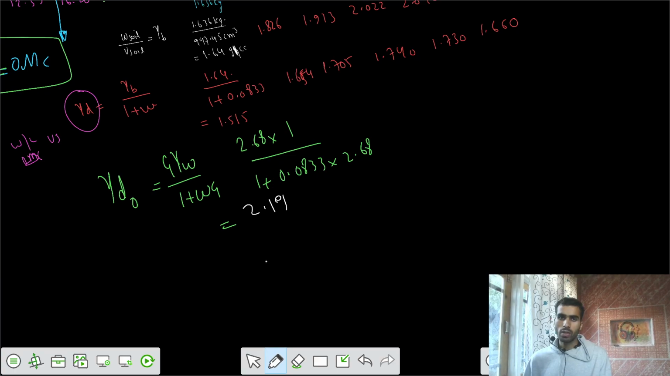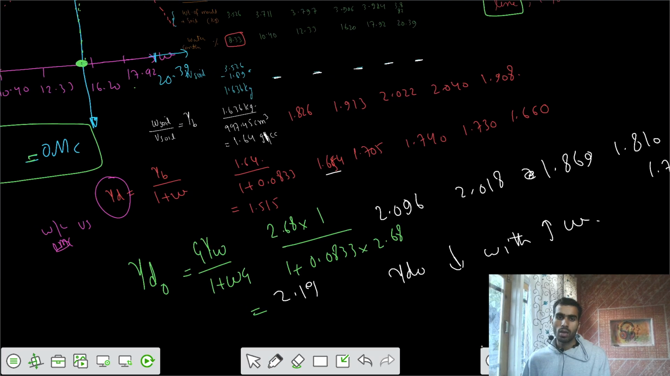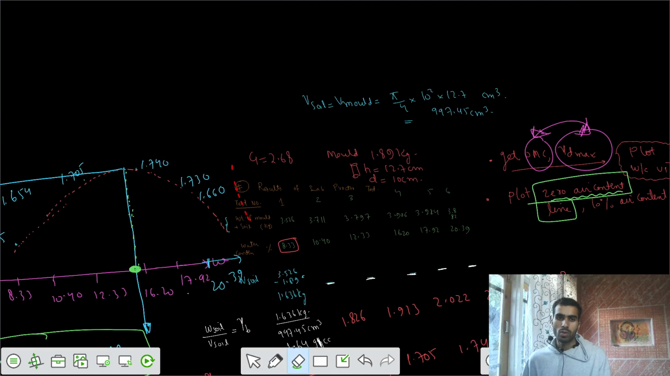For different values of water content we can get the other data also: 2.096, 2.018, 1.869, 1.810, 1.733. So the values decrease with water content. As water content increases, gamma d naught decreases. We can plot those values also here.